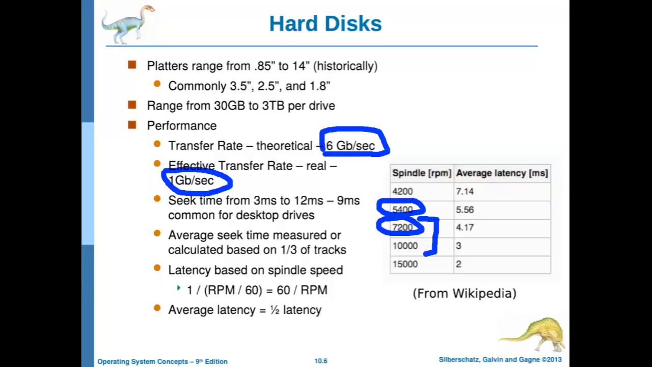So seek time, yes, I already mentioned that. The latency is calculated based on spindle speed, which is given in this table. It is 1 divided by RPM divided by 60. Okay, so that is how. And average latency is calculated as the calculated latency divided by 2.